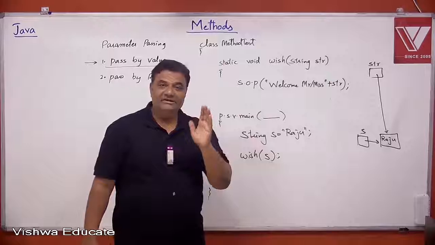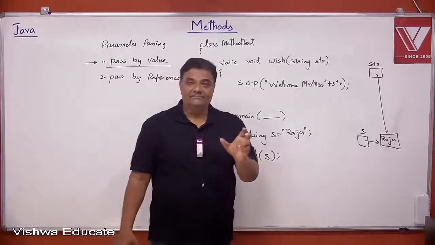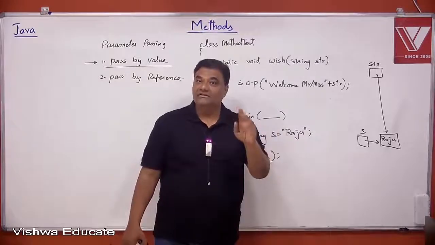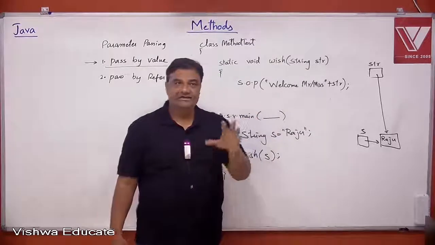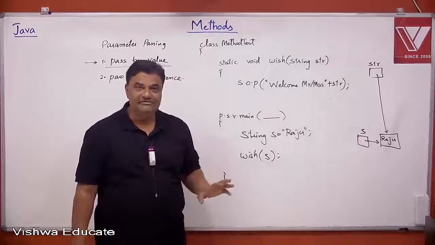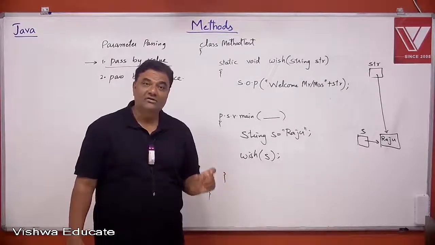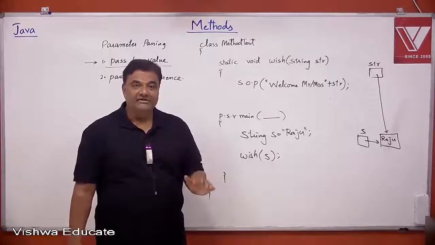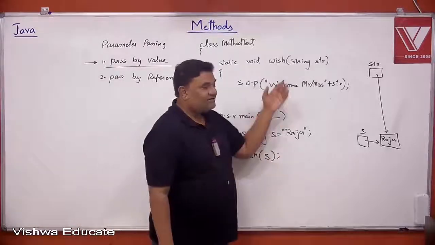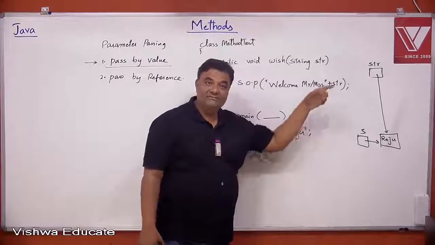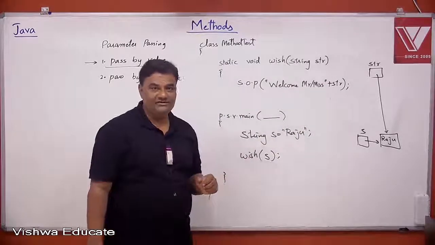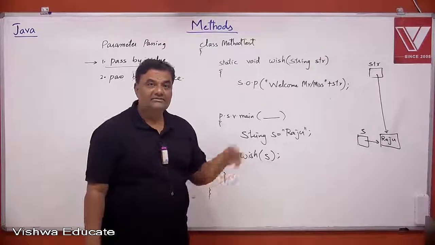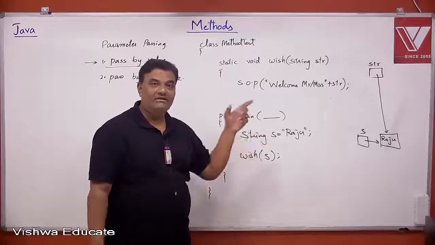Now let me tell you the final point. Whenever you are sending any object as a parameter, the reference of that object is passed. The object itself is not passed. That's why we call it call by reference. I repeat the point: whenever an object is passed as a parameter, the reference to the object is passed, not the object itself. Alright, so that's why we call it call by reference.